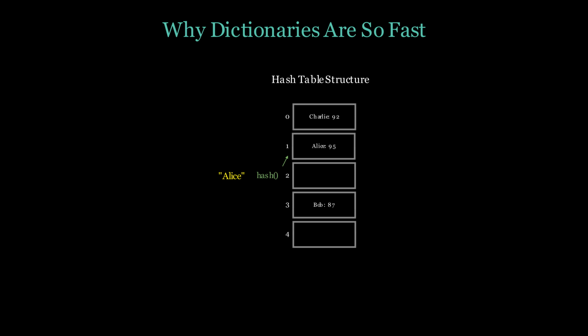Dictionaries achieve their incredible speed through hash tables. Let's understand what makes them so efficient. Hash tables use a hash function to convert keys into array indices. This allows direct access to values in constant time, regardless of dictionary size. When we look up Alice, Python hashes the key to find the exact storage location.